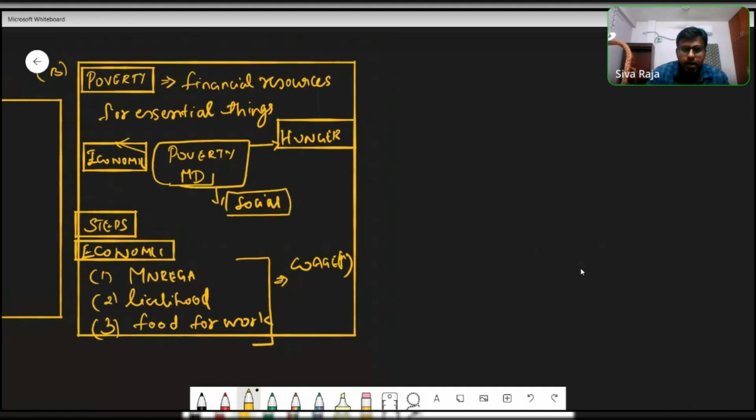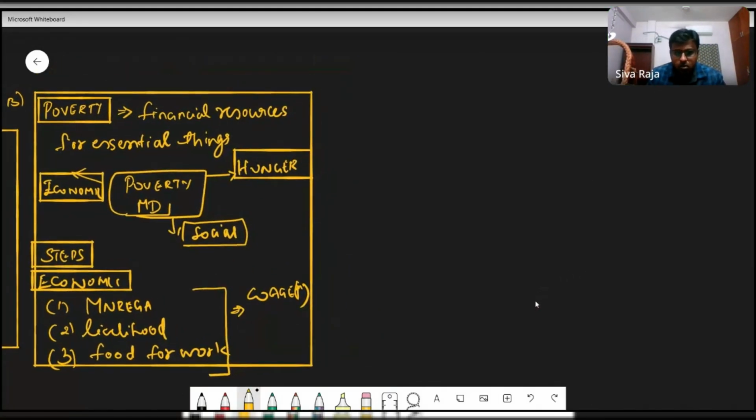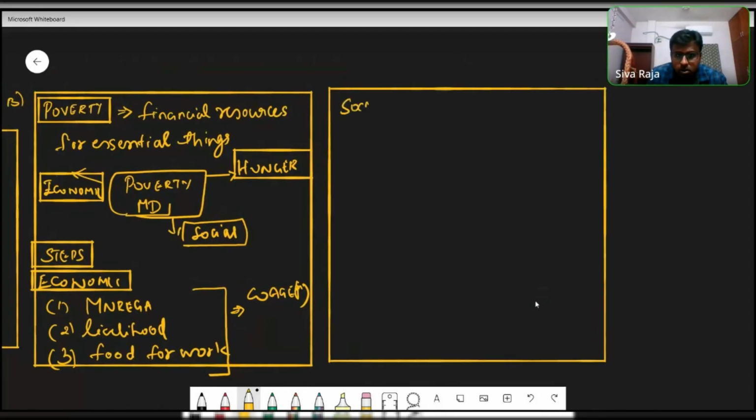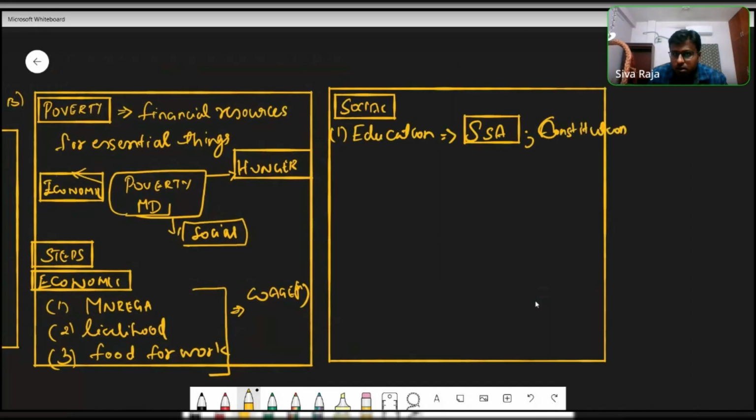Then again, next, you have to talk about social poverty. Next is the social angle. For this also we have taken steps. For example, social poverty, health or education. We have been providing education, for example, Sarva Shiksha Abhiyan. And in the Constitution, we have an article giving the right to education. I forgot the article number, but the right to education is there. So by this we are reducing the education poverty in society also.